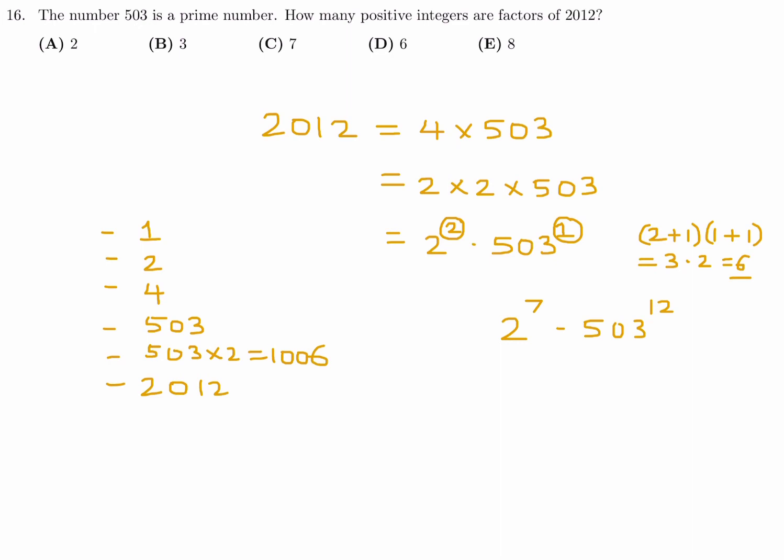So with both techniques, that one and the manual one, I got 6 factors. So number 16, the answer is D.